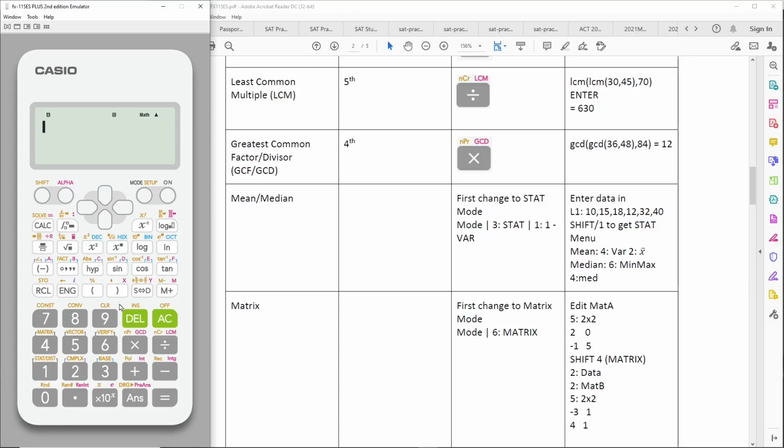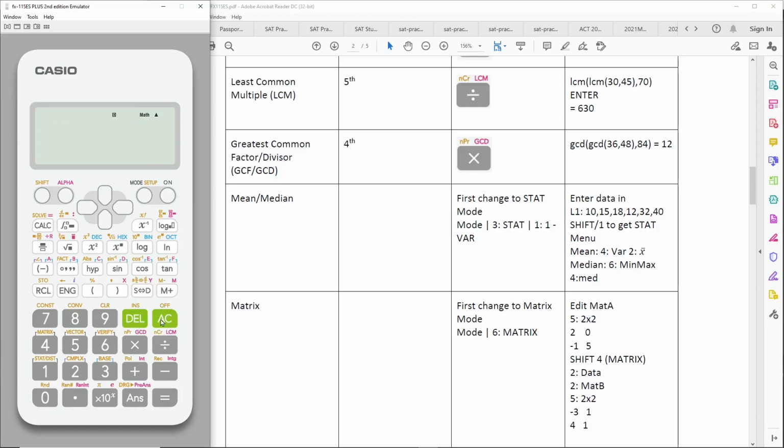So again, I'm going to do alpha and that button. If I want to find the greatest common divisor of 36, 48, and 84, I have to do it twice. Remember, these usually only take two numbers, but if you want to do three, which you'll see on the ACT exam, do two of them in a row like that. Put in your numbers: 36, comma, 48, close parenthesis, another comma, 84, close parenthesis, press equal, and then you get 12.